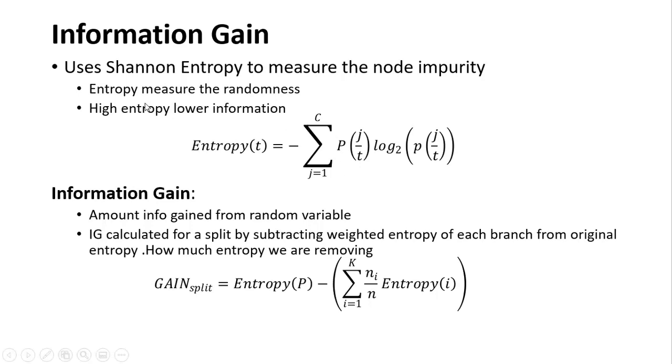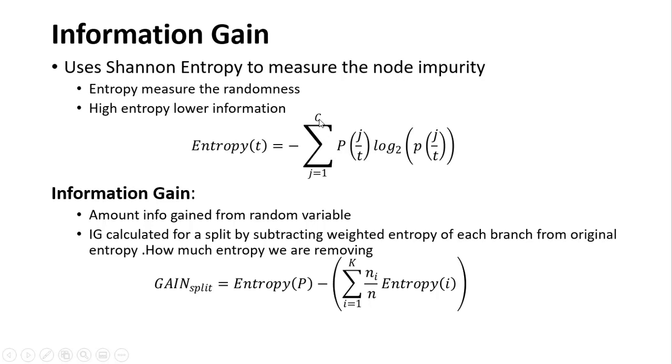What is entropy? Entropy is nothing but a measure of randomness. Randomness tells us the degree of disorder in the system. So the higher the entropy, the more disorder is present, and the lower the information we will get. This is the entropy formula, where P is the probability of the class within the node.